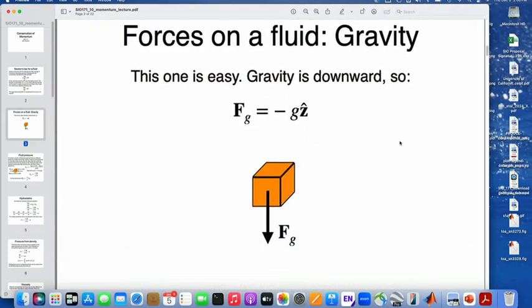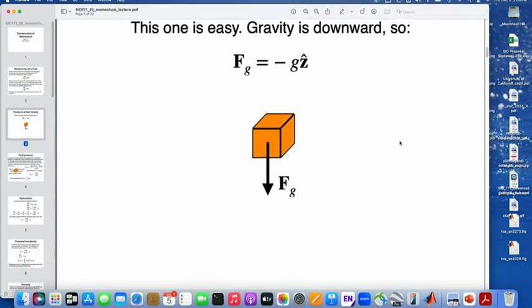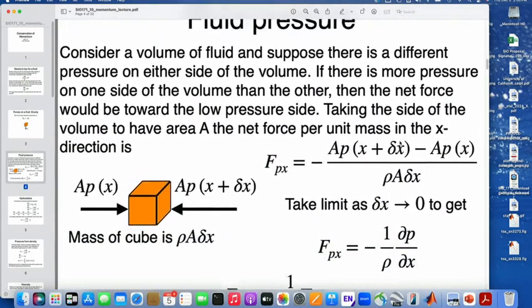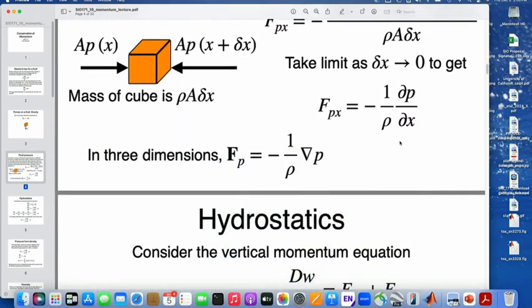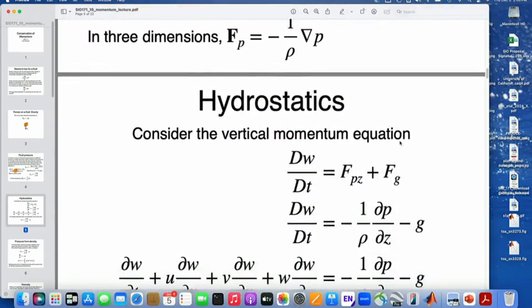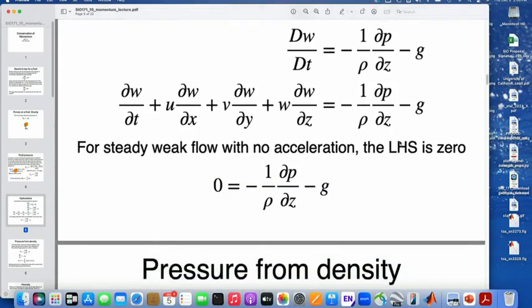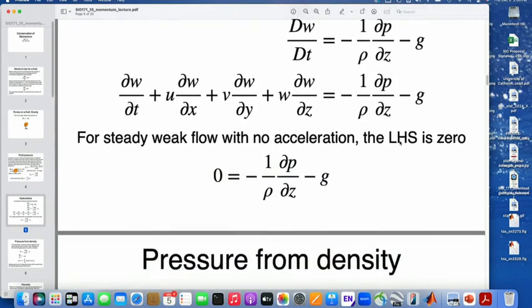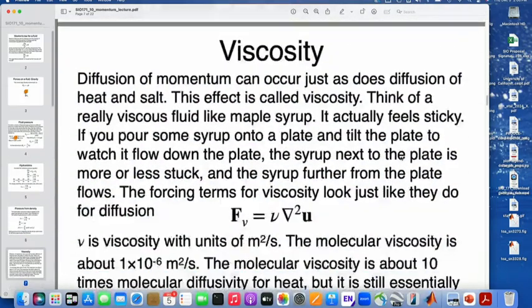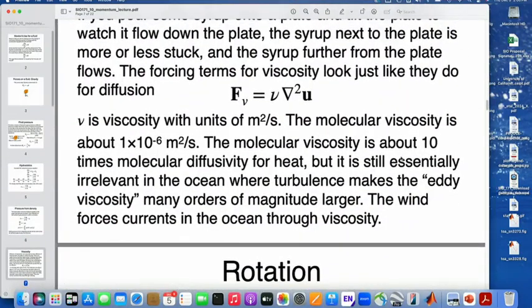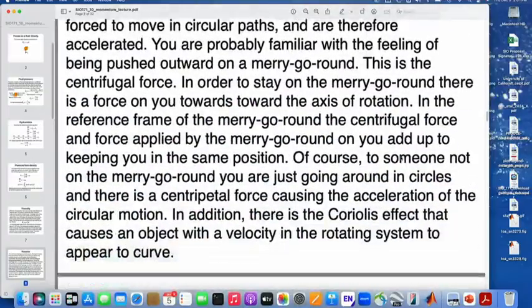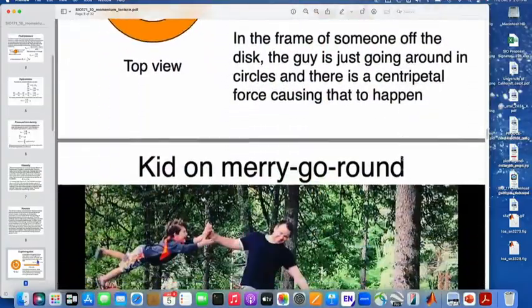Then we went through all the forces on a parcel of fluid. Gravity, I hope, is pretty straightforward. Pressure, we learned about the pressure gradient, and then we used that idea over and over. We talked about some of the balances, like hydrostatic, the balance between the vertical pressure gradient and gravity. We talked about viscosity, and we sometimes call that term friction. We talked about rotation, the two effects of rotation.